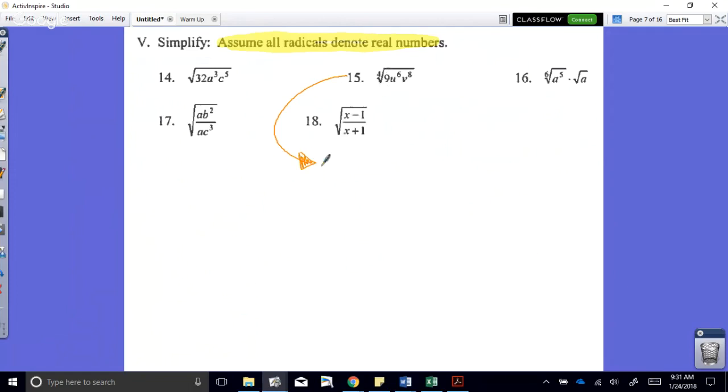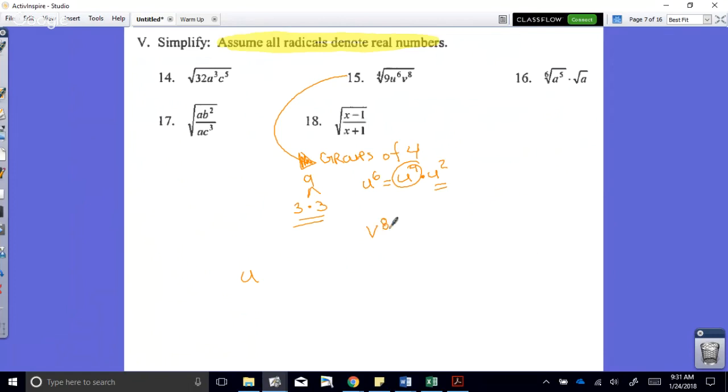15 has a fourth root, which tells me I'm looking for groups of 4. So I have 9 times 3. Okay, no groups of 4. Then I'm going to look at u. I have a u to the 4th times u to the something. I'm going to circle groups of 4 and underline. Okay, so one group of 4, so I know that u comes out.